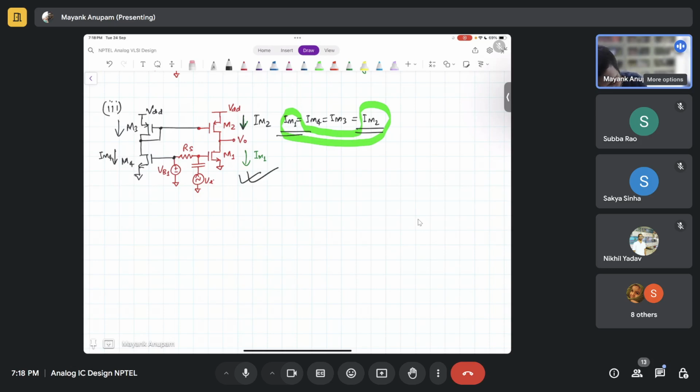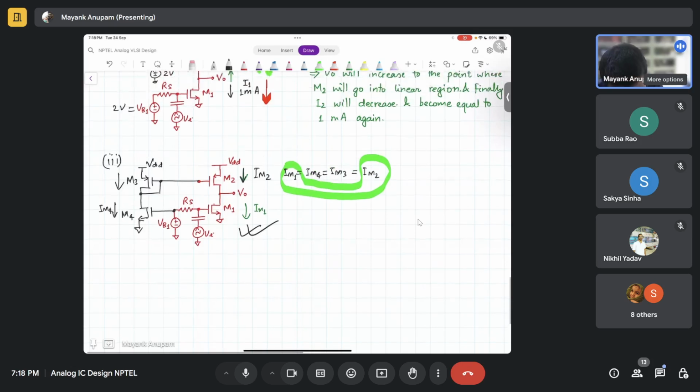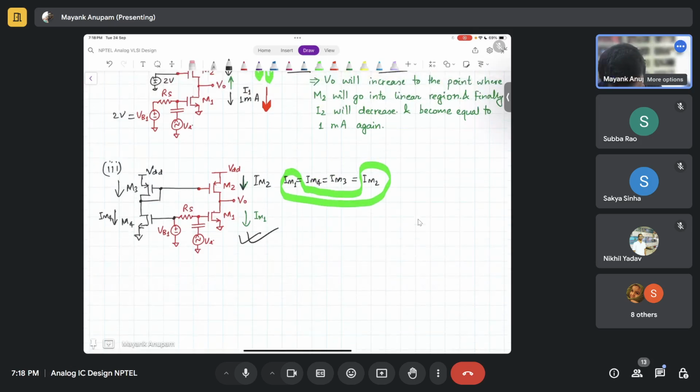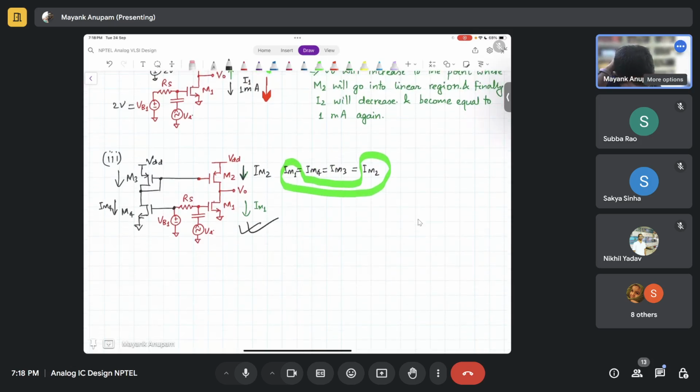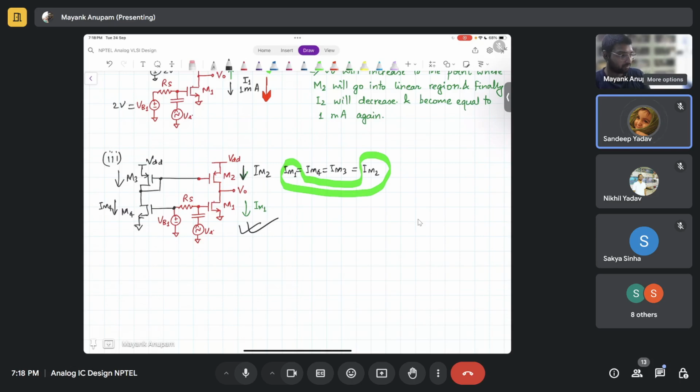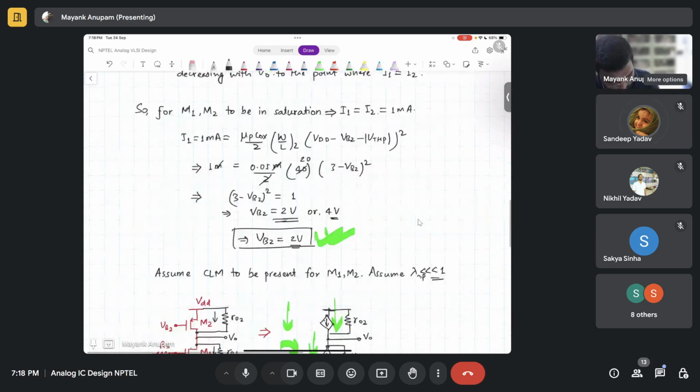Because even if there are parameter variations, like if the threshold voltage changes somewhere, it doesn't matter. This condition will always be respected: Im1 will always be equal to Im2. It doesn't matter whether the threshold voltage increases or decreases. Correct? So this is what I wanted to explain in this first question.